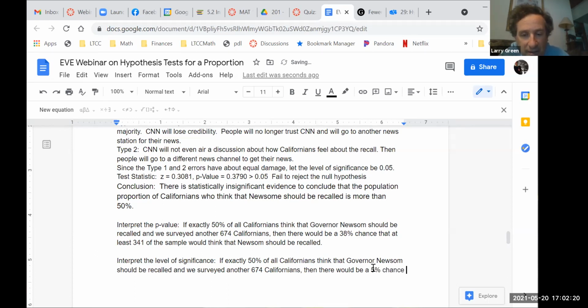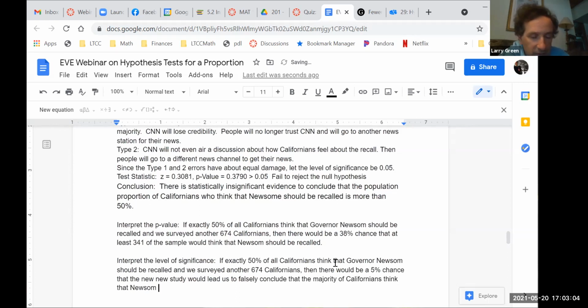5% chance that the new study would lead us to falsely conclude that, and now we would say over 50%. Okay, and I'll even say that the majority, it's a nicer way of saying it, of Californians think that Newsom should be recalled. Any questions on interpreting the level of significance?